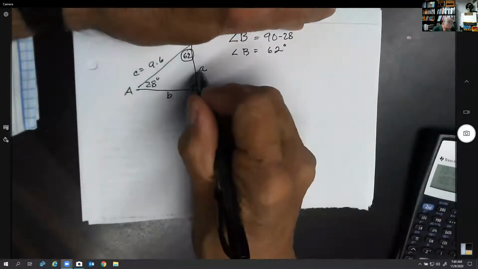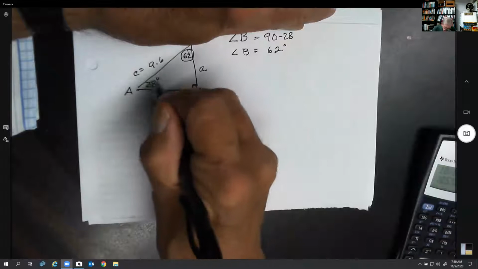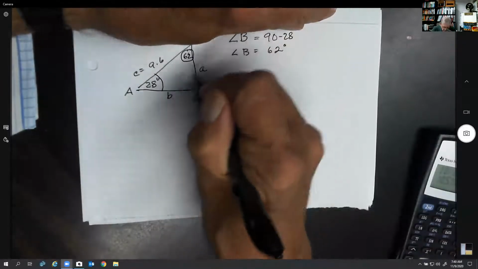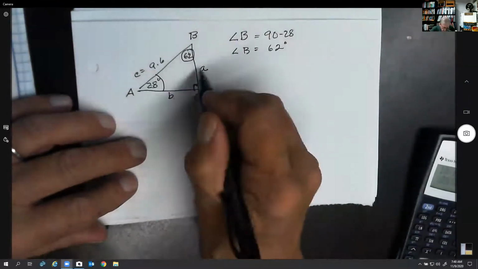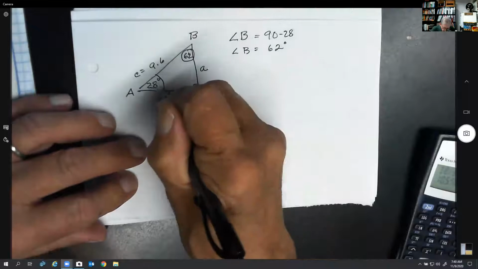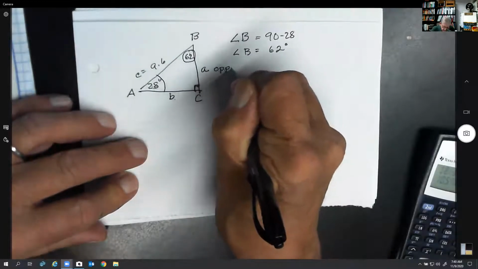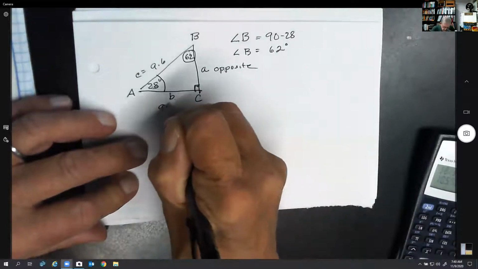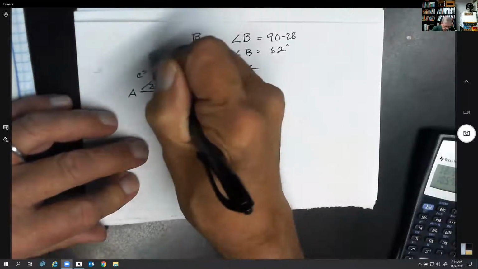Well, if we look over here, I always like to label the sides. So looking at this angle, this was our given angle. We want to work with that one because we might have made a mistake on subtracting or something. So A, according to this angle, is going to be the opposite. B is going to be the adjacent. And C is going to be the hypotenuse.